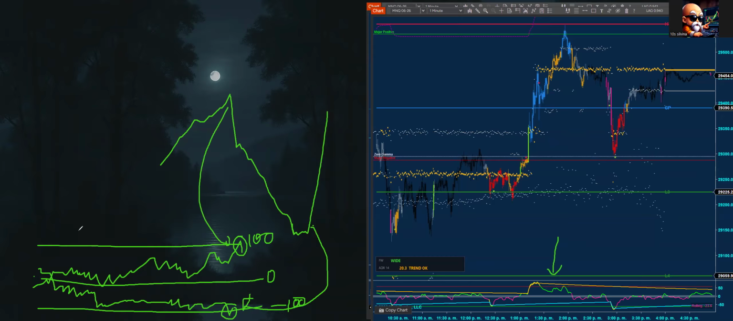So that is BSD. It shows us the pressure of buyers and sellers. Above 0, the pressure of buyers is here. Below 0, the pressure of sellers is here. Okay?